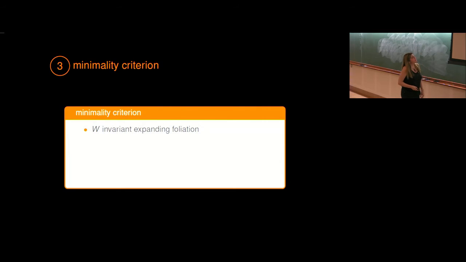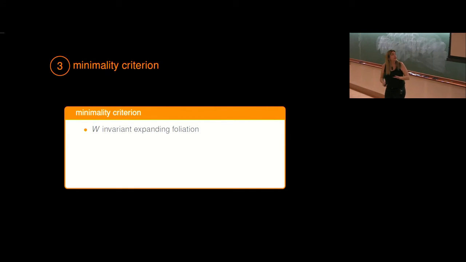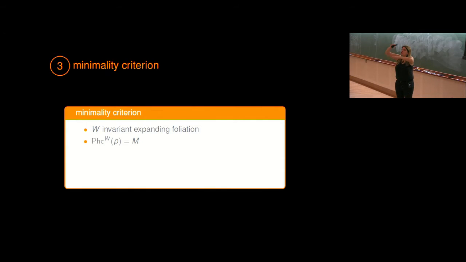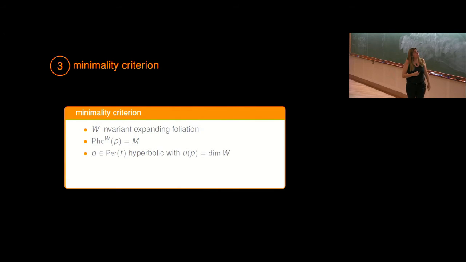Okay, so proofs. I need this minimality criterion. The minimality criterion says that if you have an invariant expanding foliation, and for some reason all unstable manifolds cut transversely the stable manifold of P, and P has the same dimension, and the closure of this point is dense, then the whole foliation is minimal. This is not hard to prove.